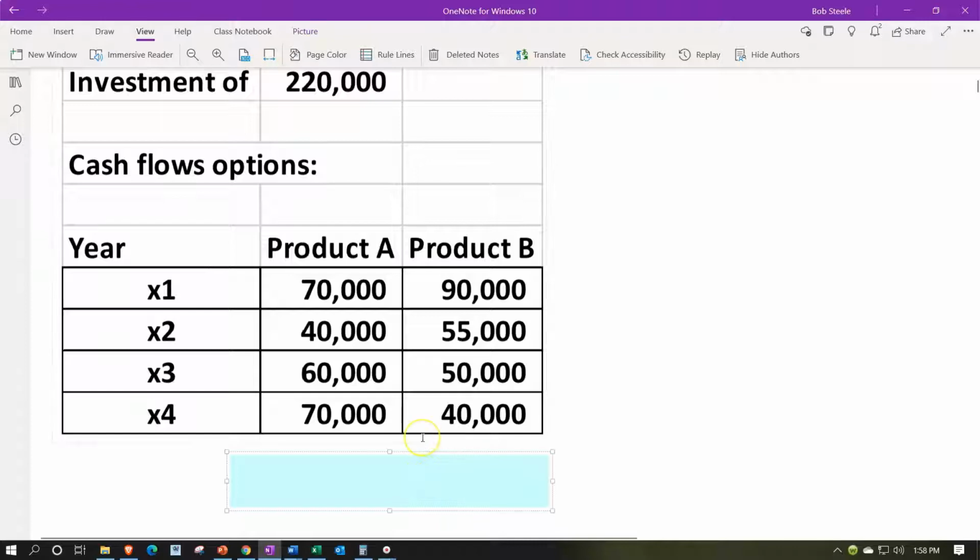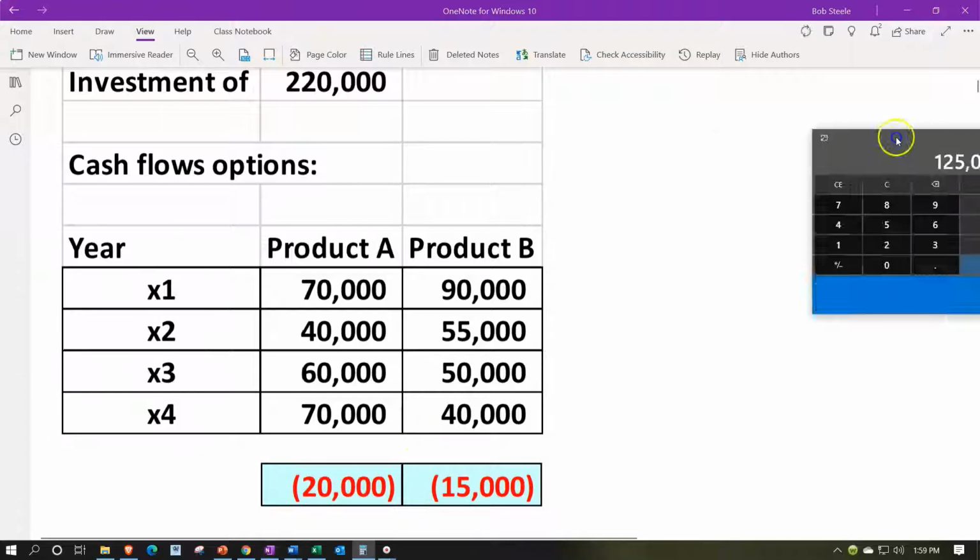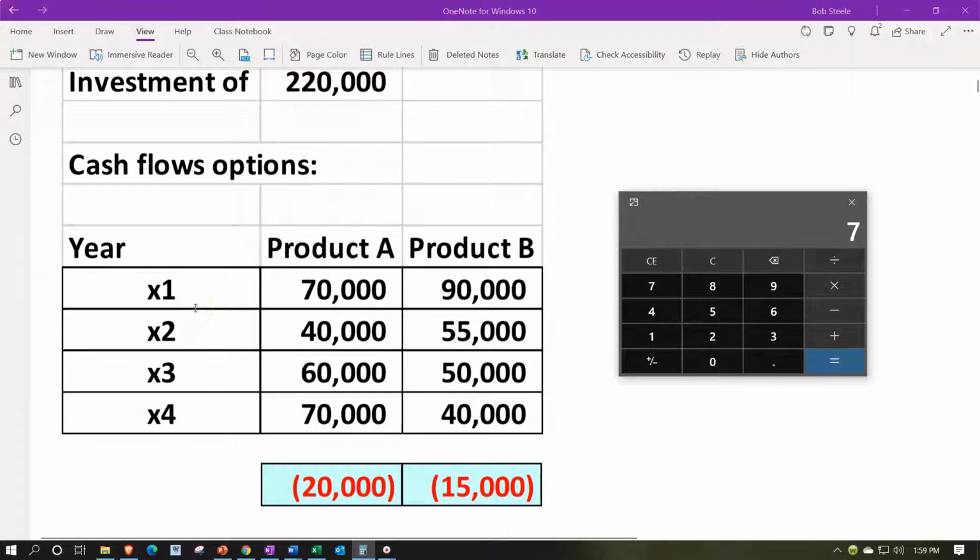Now, if we just calculate what our net profit will be, we have the 70,000 plus the 40,000 plus the 60,000 plus the 70,000 minus the 220,000 that we're putting in. That's going to give us a 20,000 net gain for product A. If I'm looking at product B, we'd have the 90,000 plus the 55,000 plus the 50,000 plus the 40,000. That's what we would receive over 4 periods, we're estimating, minus the 220,000. We're going to get the 15,000.